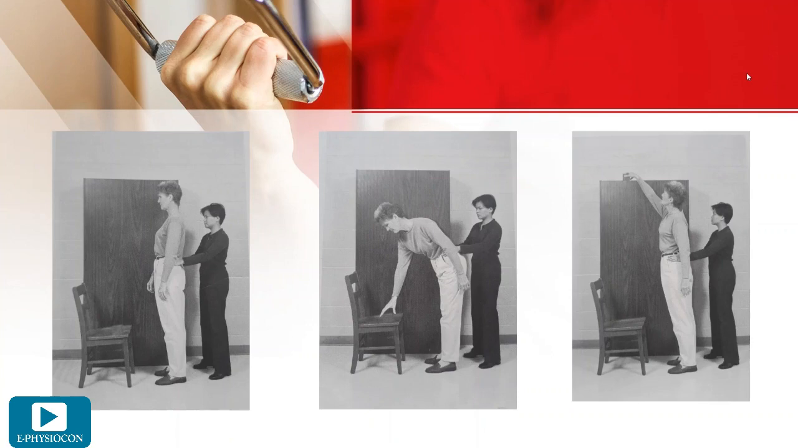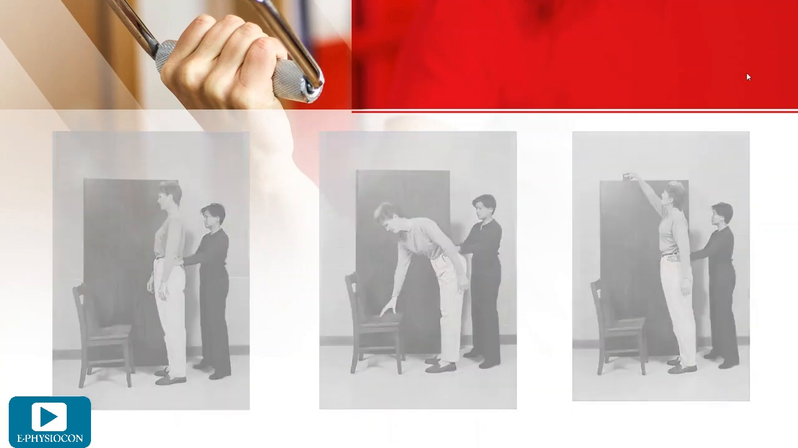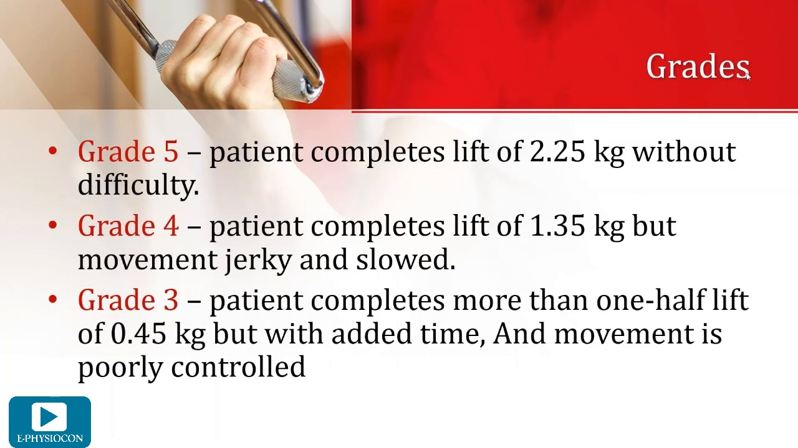The patient position: patient standing comfortably near the chair and the wooden shelf. Therapist position: standing near the patient to prevent any balance loss. What is the command given to the patient? We can give a command like pick an object from the chair, like we can see in the second picture, and place it on a shelf and leave it there. We start with 2.25 kg, and if the patient is able to lift 2.25 kg without difficulty, the grade is 5.